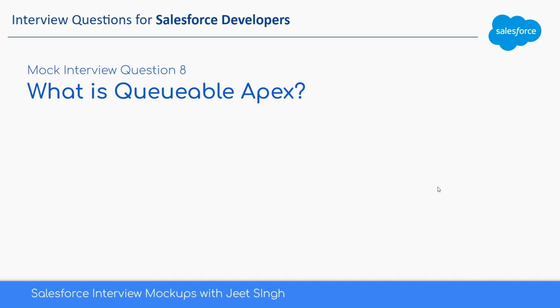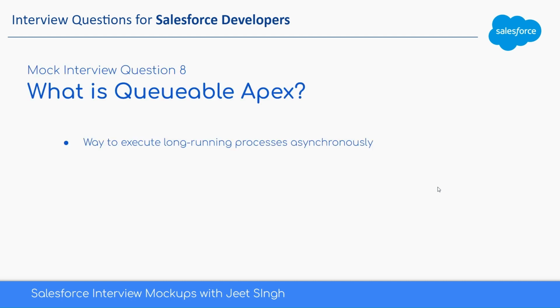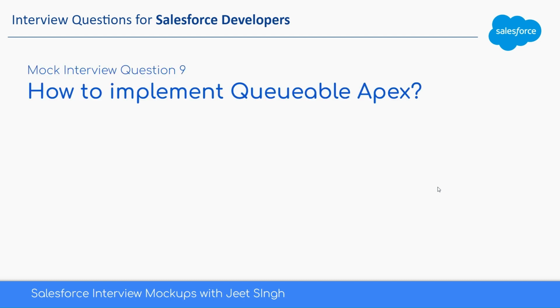What is queuable Apex? Queuable Apex in Salesforce provides a way to execute long-running or resource-intensive processes asynchronously, separate from the main transaction. It allows developers to enqueue jobs for execution, which are then processed in the background by Salesforce's job queue. All right, moving on to the next question.